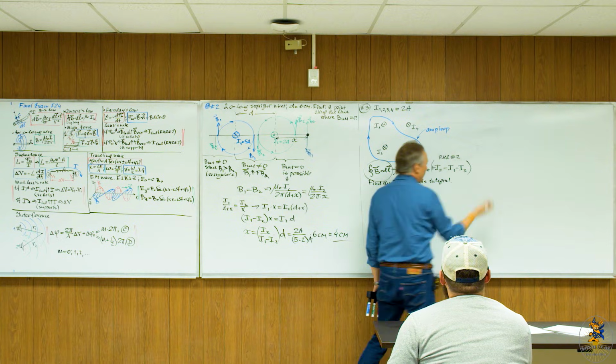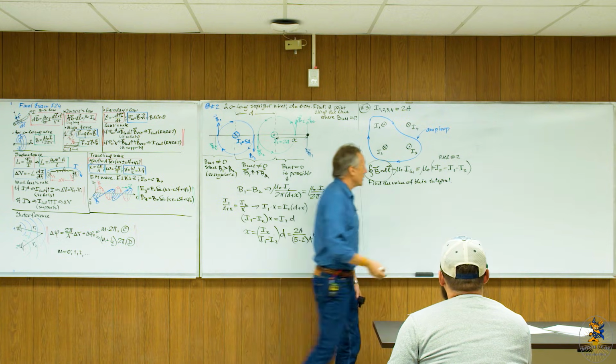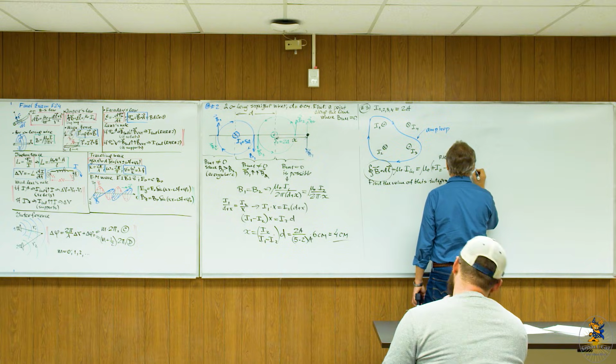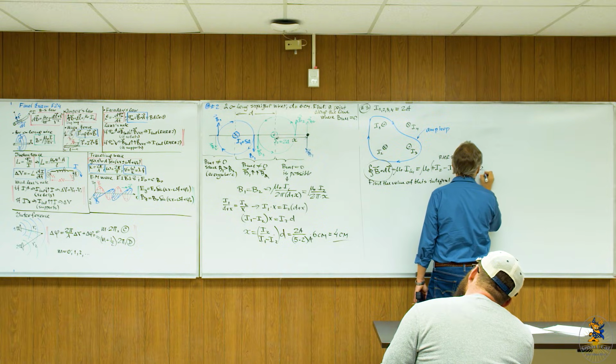So this and that will cancel each other, for example. So it will be essentially negative 2. It will be negative 2 mu naught.